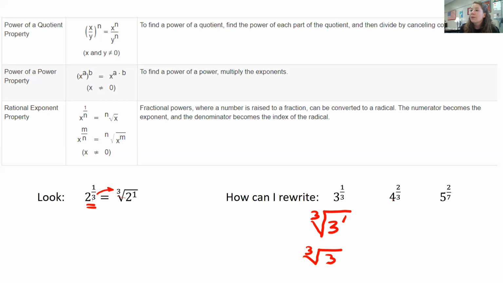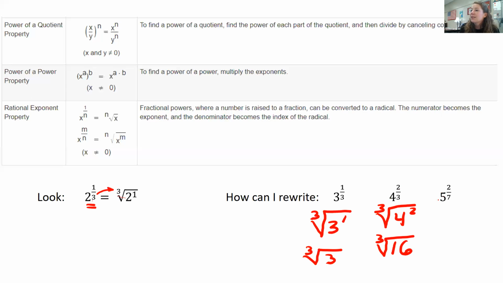All right, what about 4 raised to the 2/3 power? 4 squared is under the radical. It's our radicand, and our index is a 3. So what is 4 squared? Isn't 4 squared 16? So the cube root of 16.